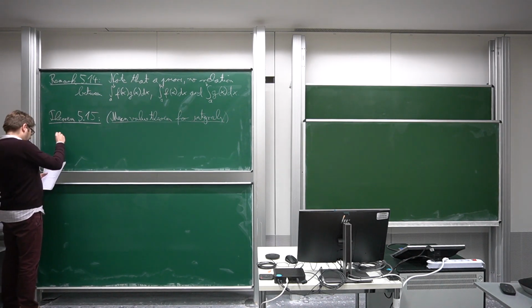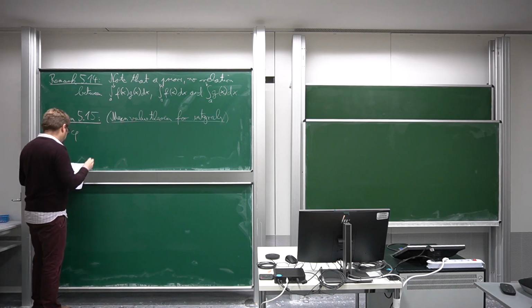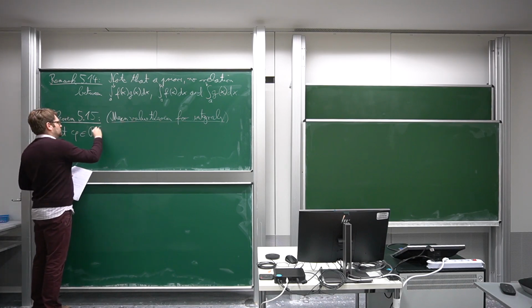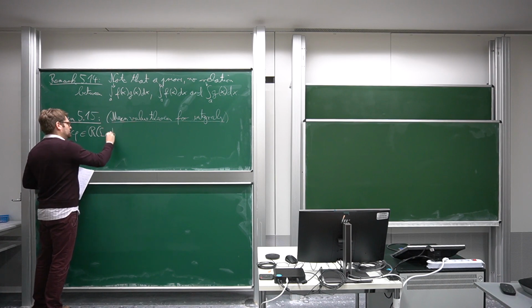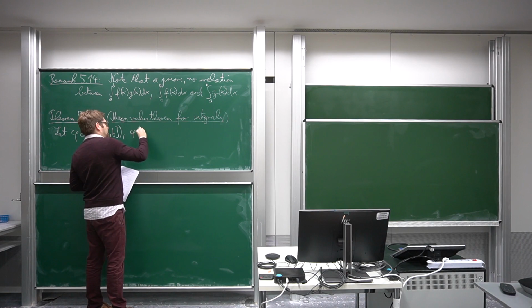So assume we have a function phi, which is Riemann integrable, again, on some interval a, b. I don't write this down every single time. And assume that the function is non-negative.